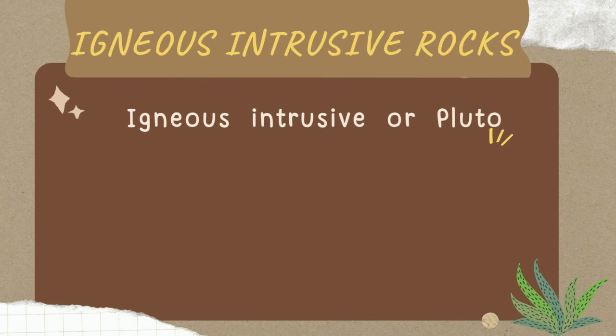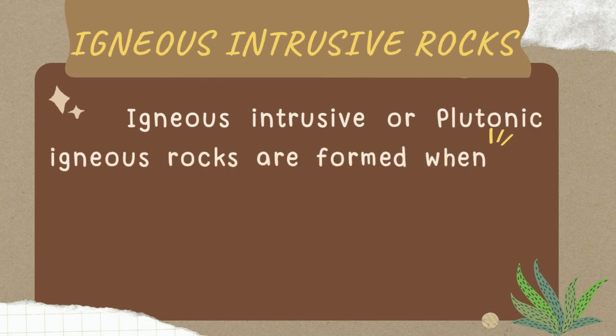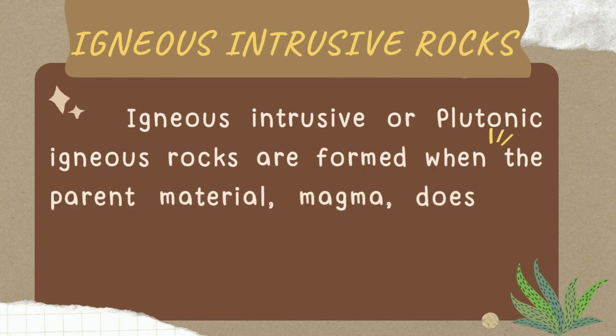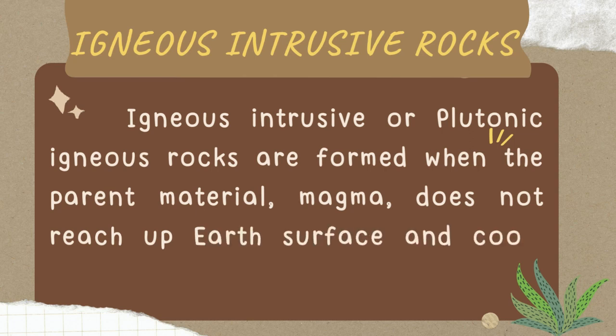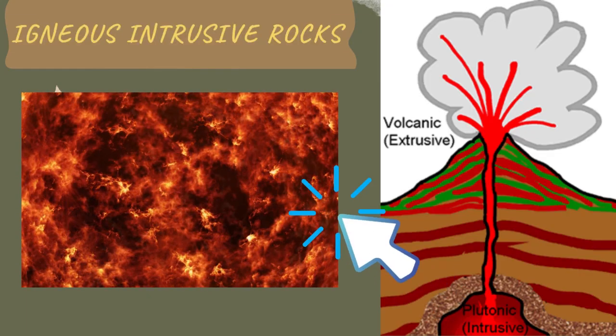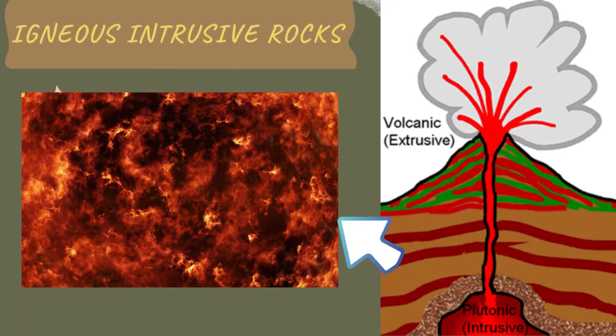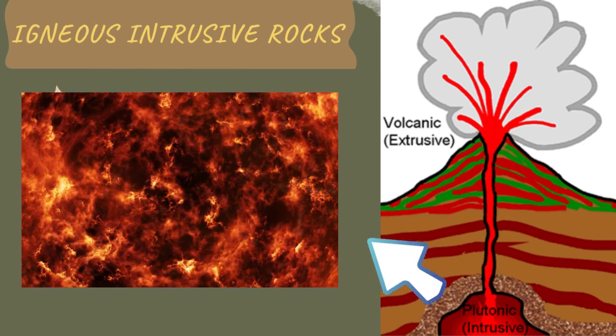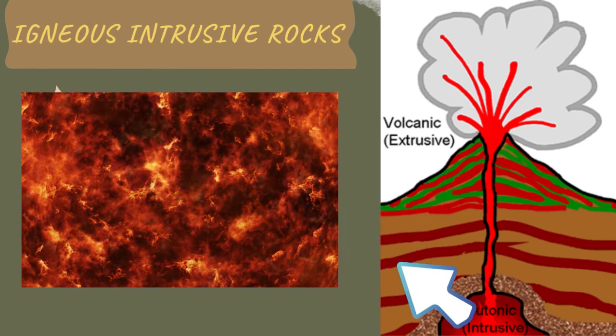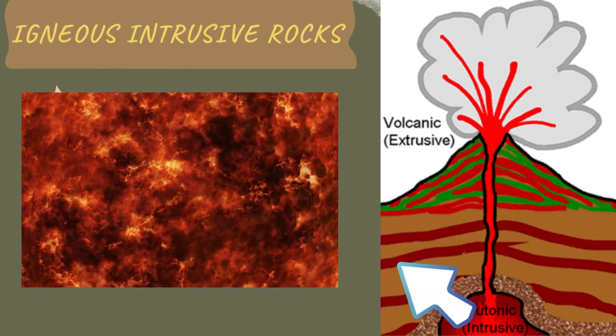Igneous intrusive or plutonic igneous rocks are found when the parent material, magma, does not reach up to Earth's surface and cools down beneath it. This type of igneous rock takes thousands or even millions of years to solidify due to its extremely hot surroundings.